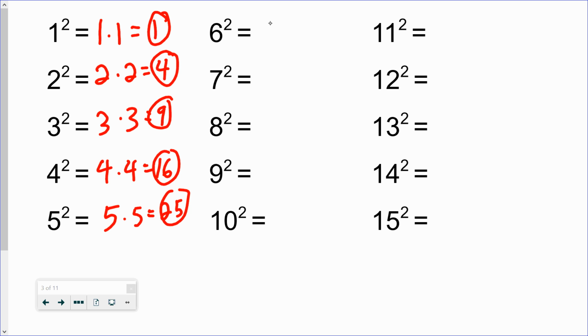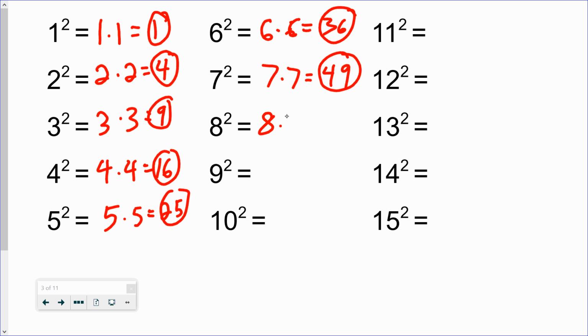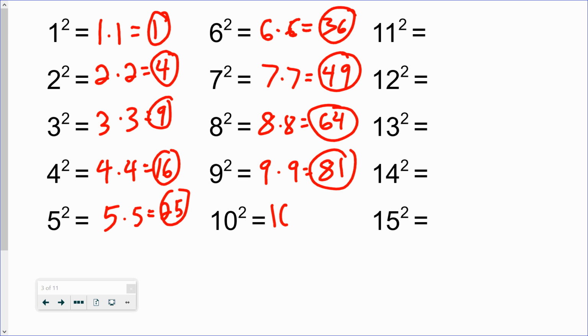And then we're just going to keep going. 6 times 6 equals 36. 7 times 7 equals 49. 8 times 8 equals 64. 9 times 9 equals 81. 10 times 10 equals 100.